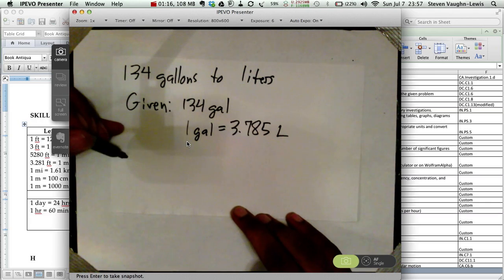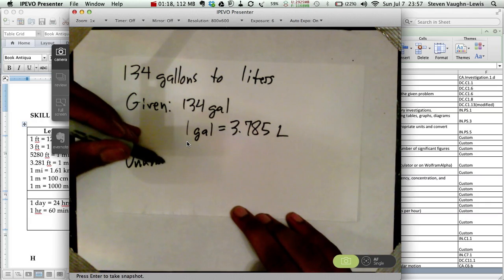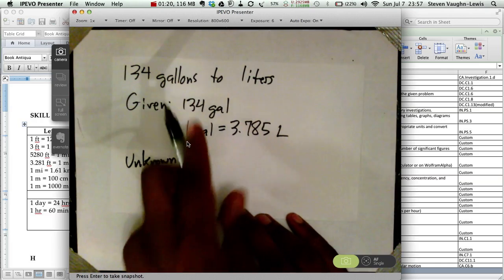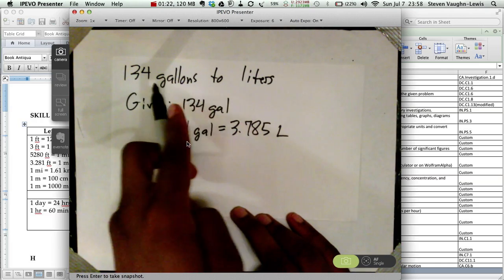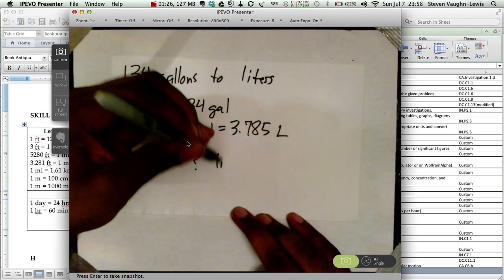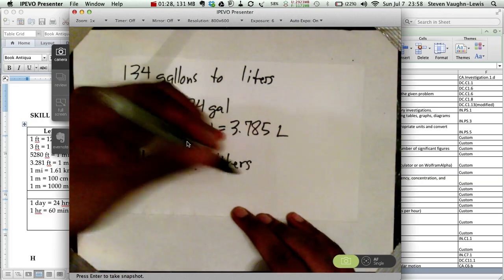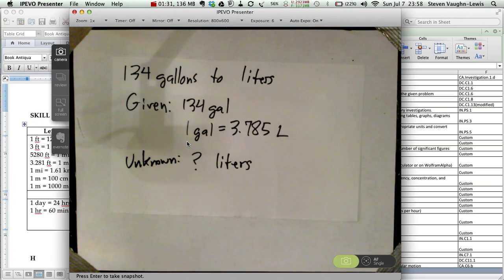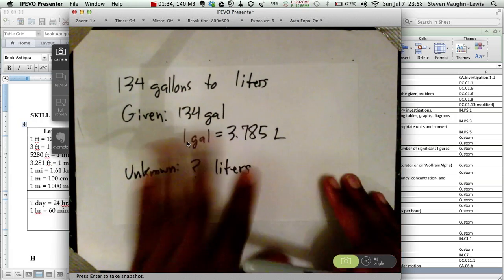Now, our unknown. What is the question asking us? Well, it's asking us to convert from gallons to liters. So what we don't know is the liters. So now that we know our givens and our unknowns, we can begin to solve the problem.